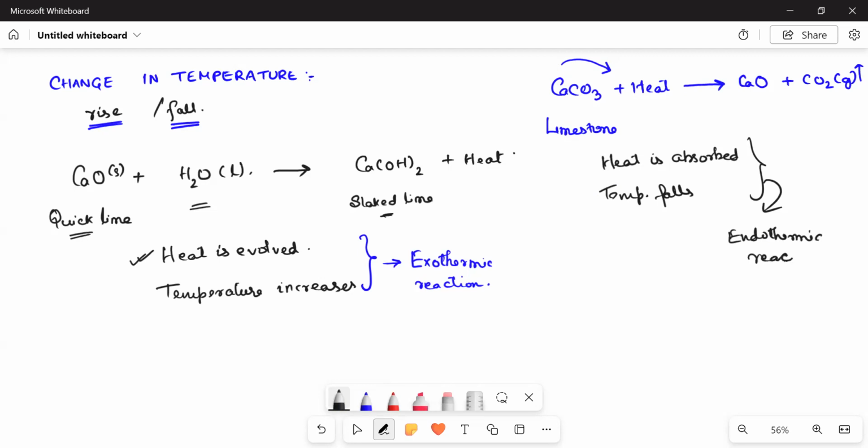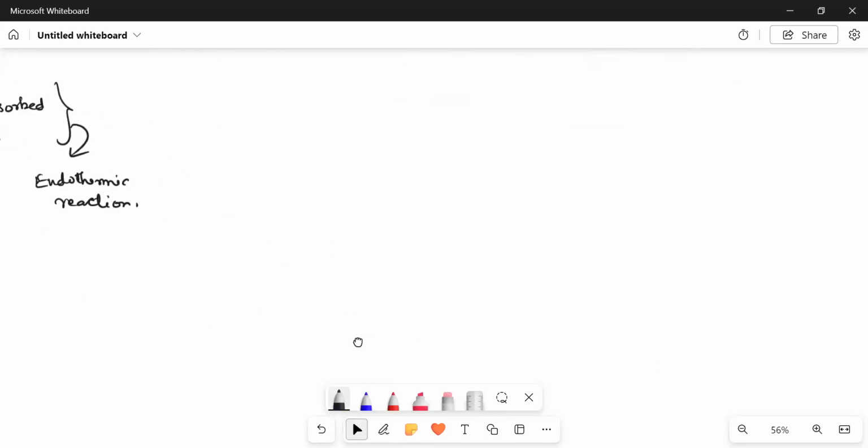I hope this is getting very much clear to you. तो चेंज इन टेम्परेचर पे हम लोगों ने पढ़ा एंडोथर्मिक रिएक्शन और एक्सोथर्मिक रिएक्शन. एक्सोथर्मिक का मतलब होता है द प्रोसेस इन विच heat is evolved is called as exothermic, and the process in which heat is absorbed, evolved अगर हुआ तो इसका मतलब एक्सोथर्मिक, अगर एब्जॉर्ब हुआ तो इसका मतलब उसको हम लोग बोलते हैं एंडोथर्मिक. Okay, let's move ahead now.